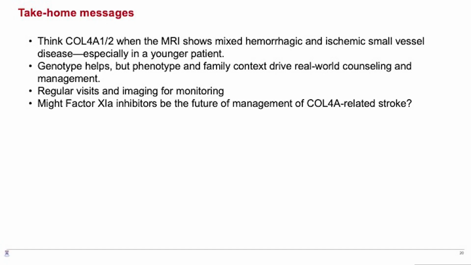So, take-home messages: we're thinking about COL4A1 too when the MRI is discordant with the clinical history or the age of the patient. Genotyping helps, but phenotype and family context drive real-world counseling and management. Regular visits and imaging for monitoring, and the question about factor 11A.